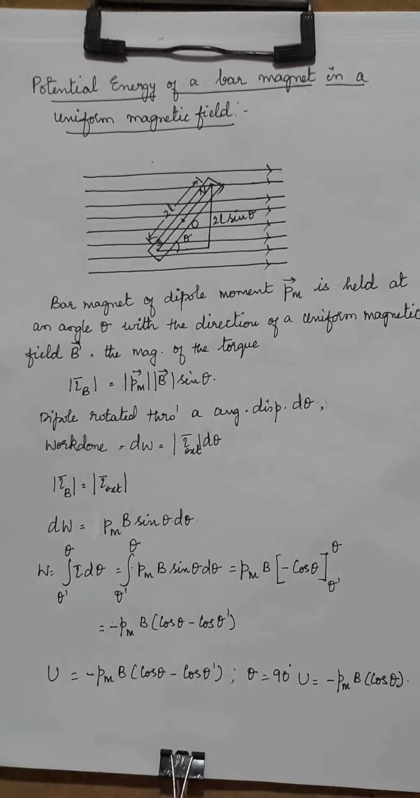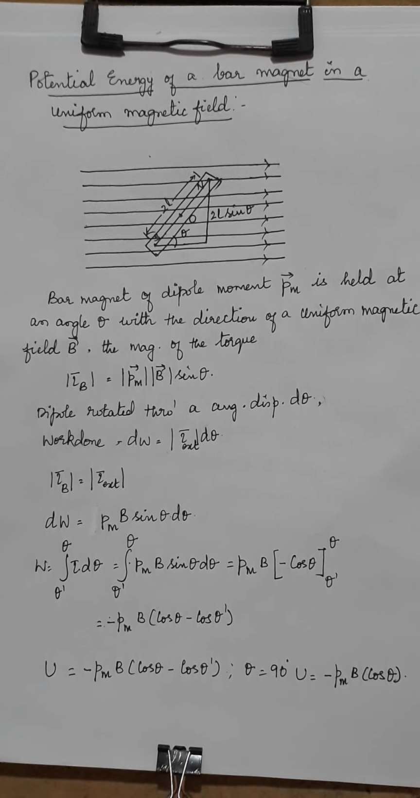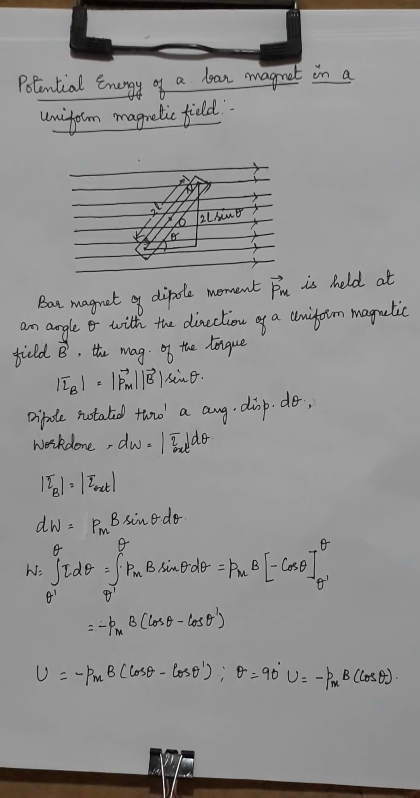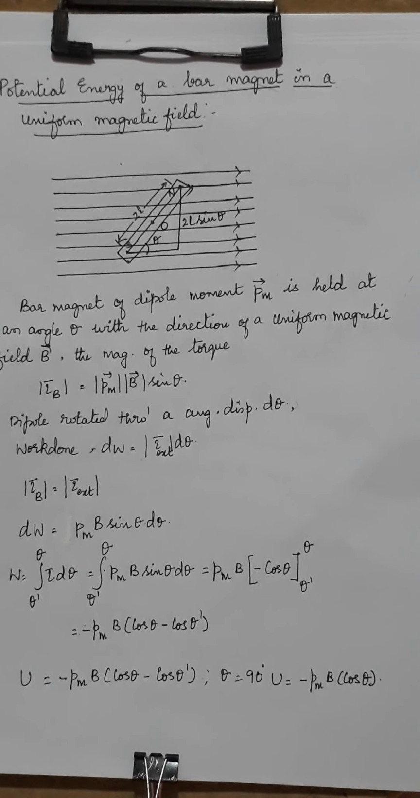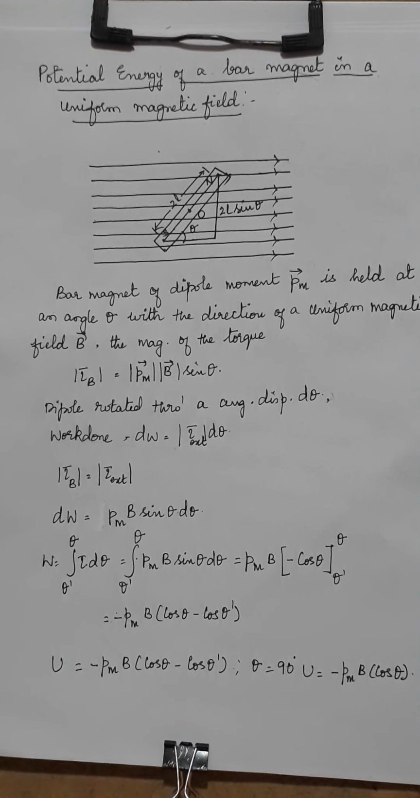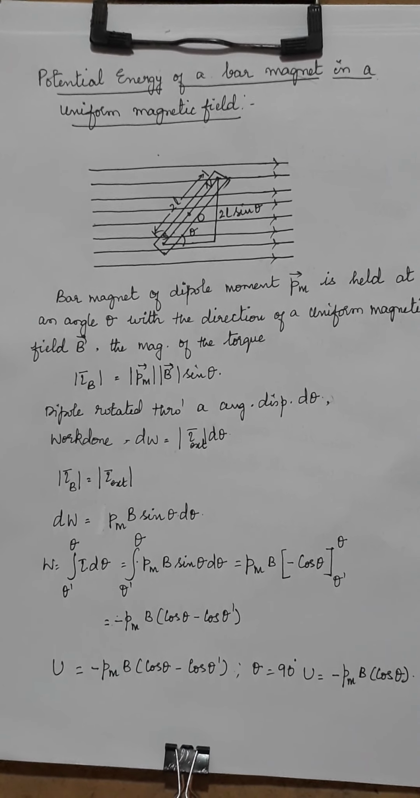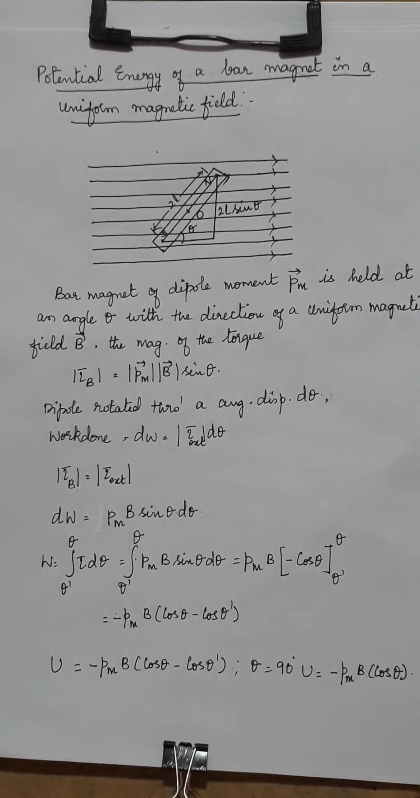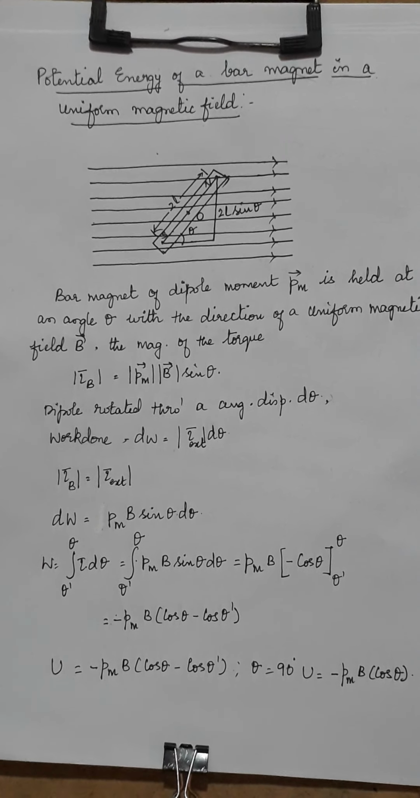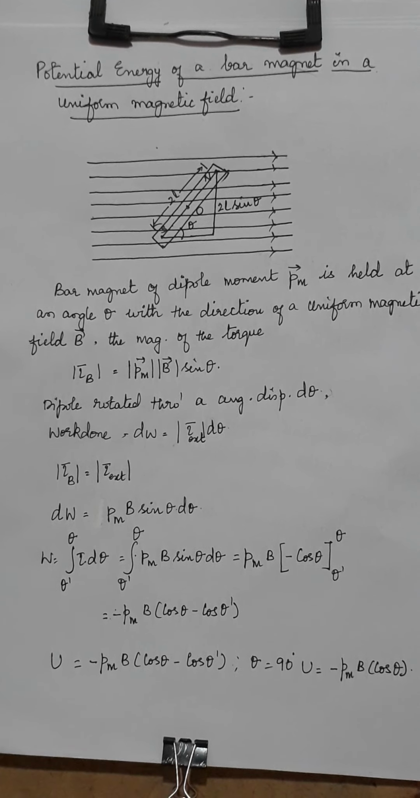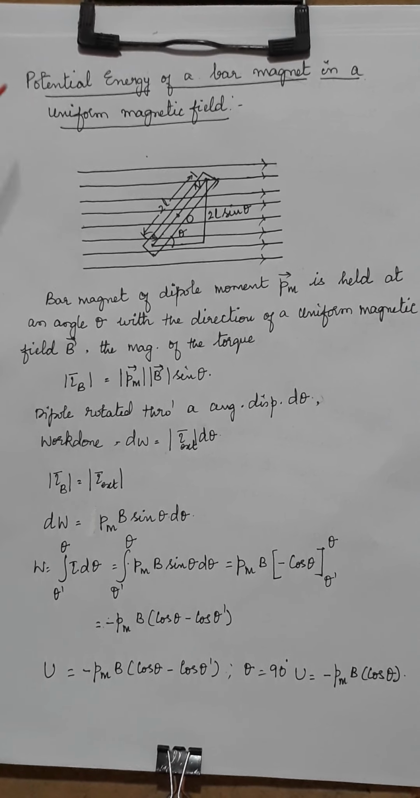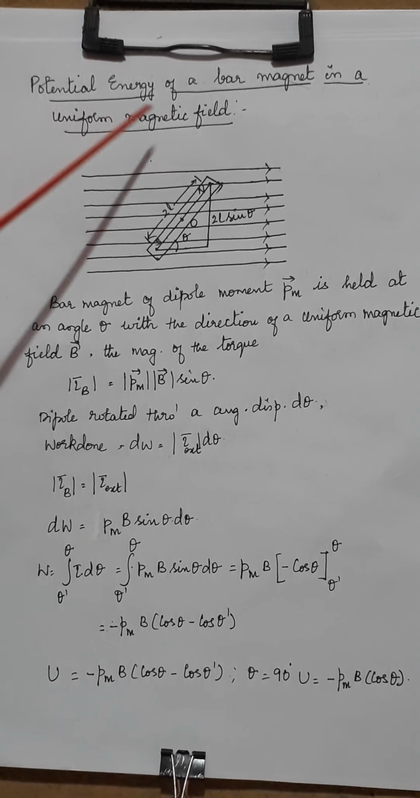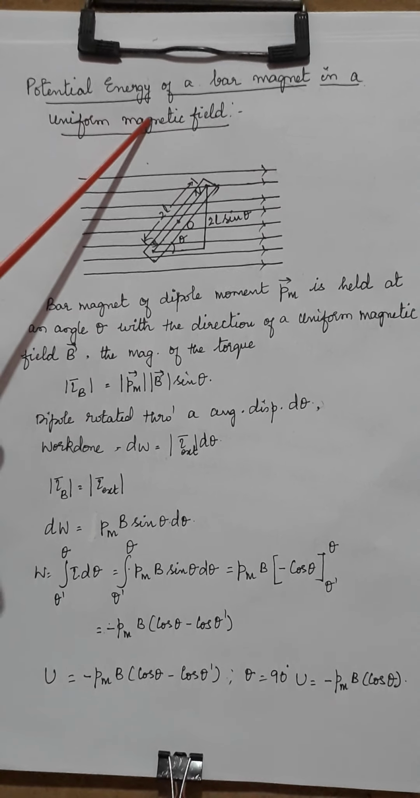Good morning, students. This is chapter 3 for 12th standard, which is magnetism and magnetic effect of current. In the last video, you learnt about torque, where a bar magnet is kept in a permanent magnetic field. The topic now is to find out the potential energy of a bar magnet in a uniform magnetic field.